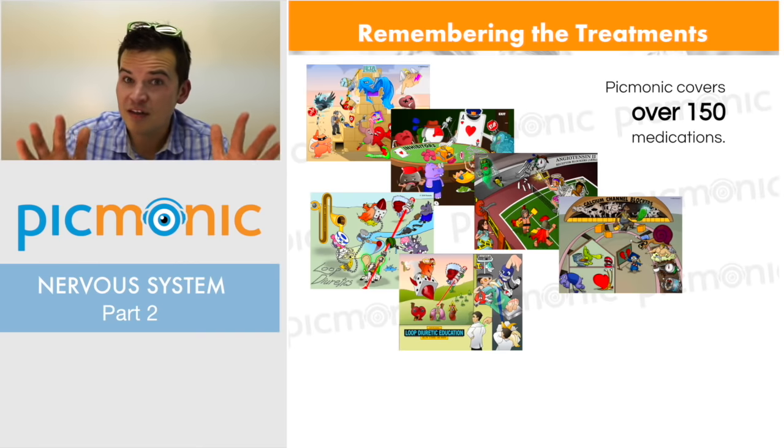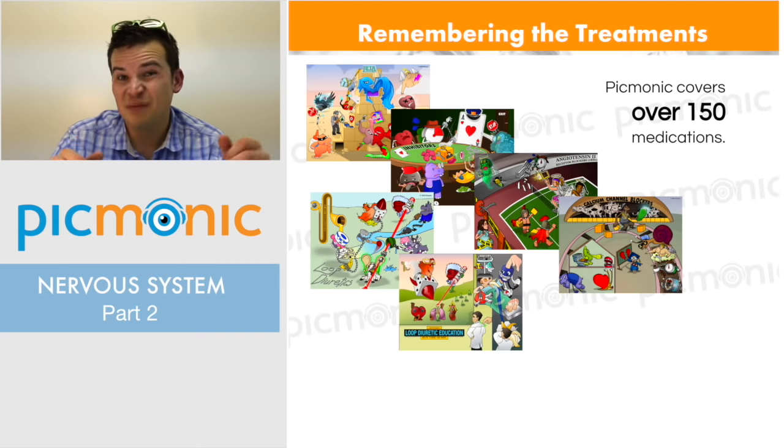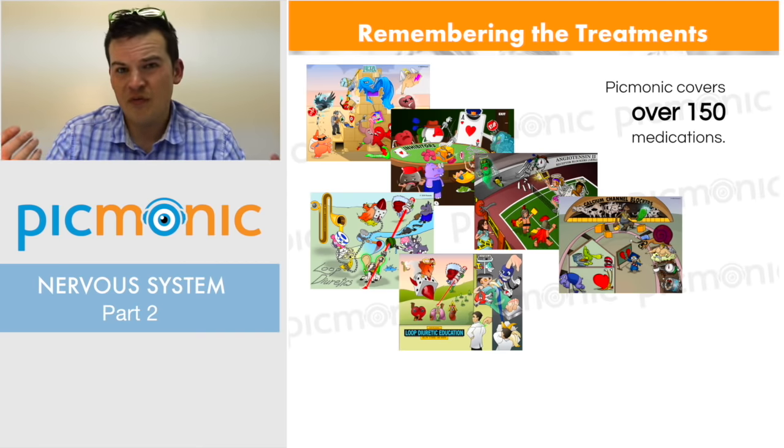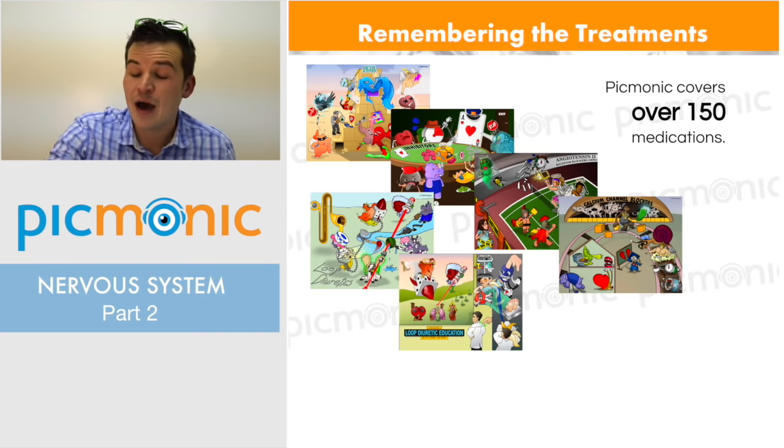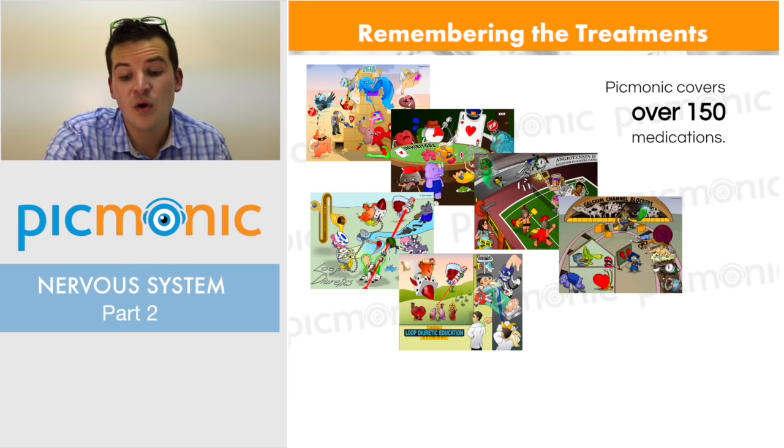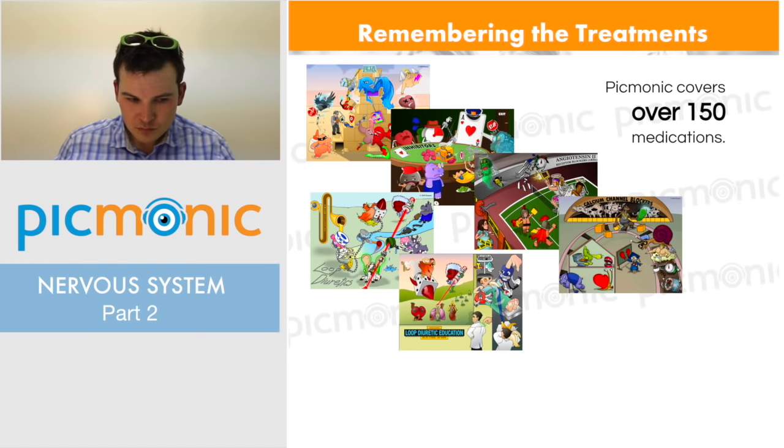So we just touched on a lot of the disorders you have to know in the nervous system. There are lots more, and a lot of fundamental concepts that you have to be able to recognize and understand how to treat, and most importantly, prioritize what's going on.